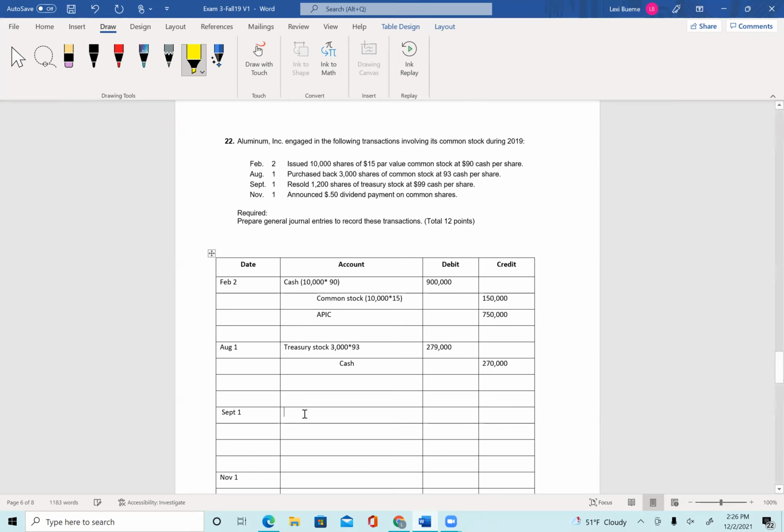So September 1st, we're going to debit. So we sold 1,200 shares of treasury stock at 99 cash per share. So now we're reselling them. So we're going to receive money. And that's just the 1,200 times 99, which is 118,800. And now treasury stock.